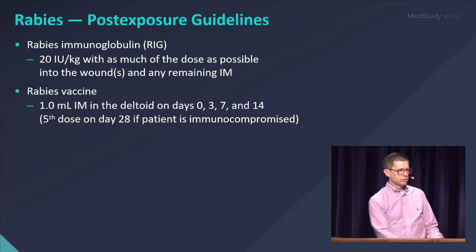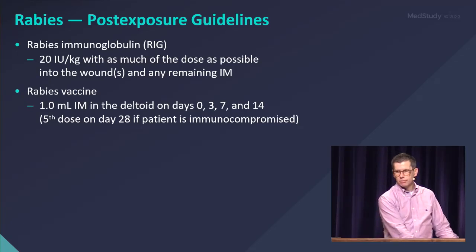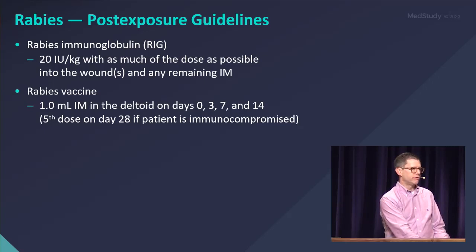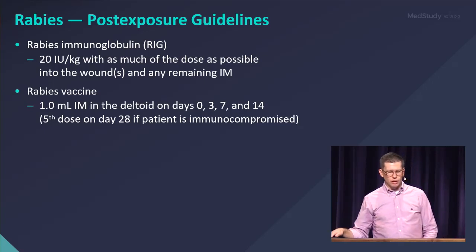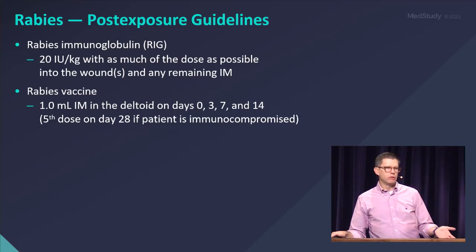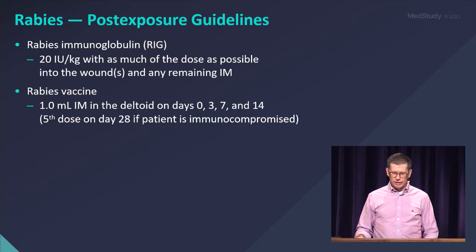The post-exposure recommendation is to give immune globulin, as much as possible around the wound if that's available. And then you also give the rabies vaccine on the day of exposure or the day you seek medical care, 3 days after that, 7 days after that, and 14 days after that. It used to be a 5-dose treatment plan with day 28 being the last day, but we don't need to do that for immunocompetent patients. If you're immunocompromised, we still do the fifth dose at day 28.